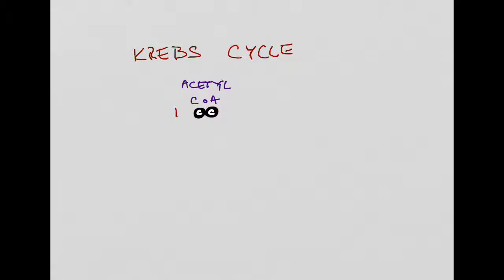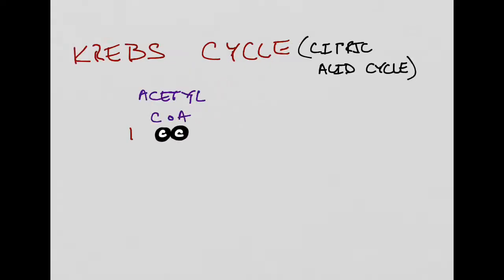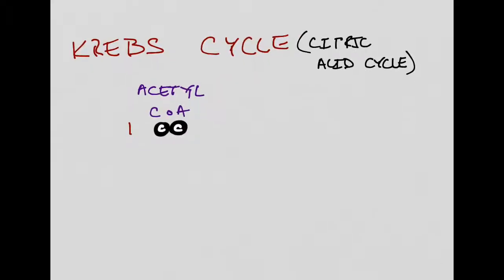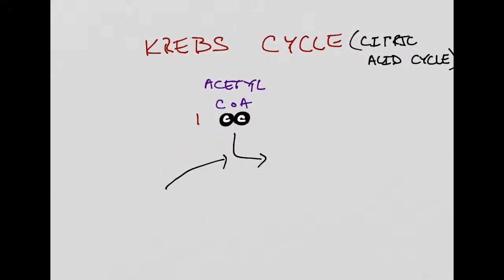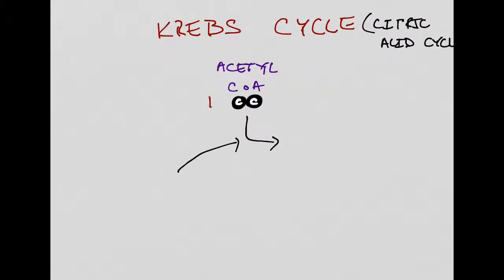You might also hear the Krebs cycle called the citric acid cycle. So much like the C3 cycle has many different names, the Krebs cycle has a few different names as well. So don't be confused if you hear it called the citric acid cycle. It's just the same process. Okay, so we have an acetyl-CoA entering our cycle here. And it is going to bind to a 4-carbon molecule that you've actually seen before. It's called oxaloacetate.